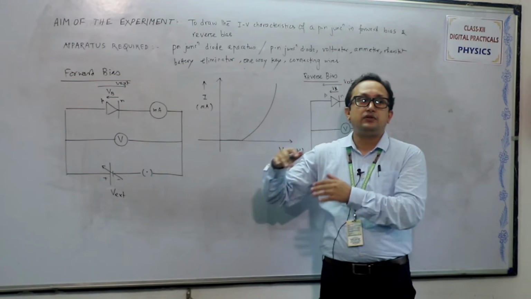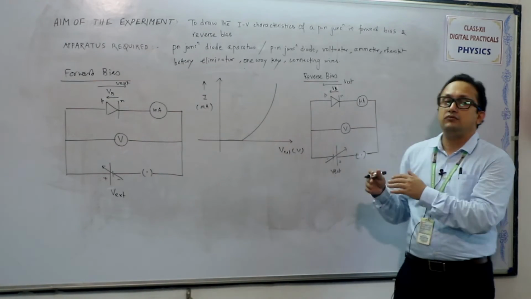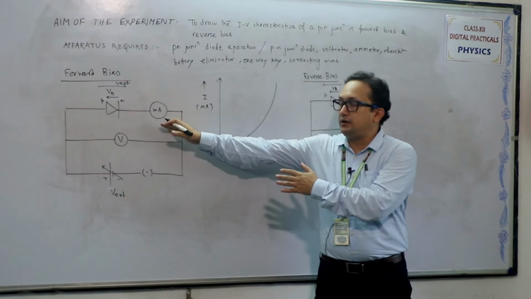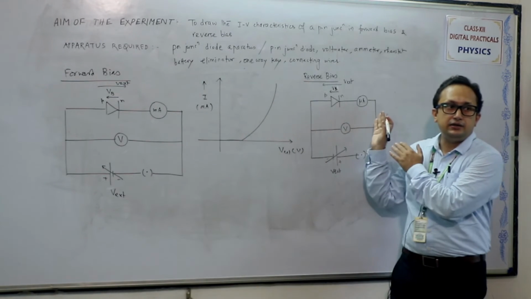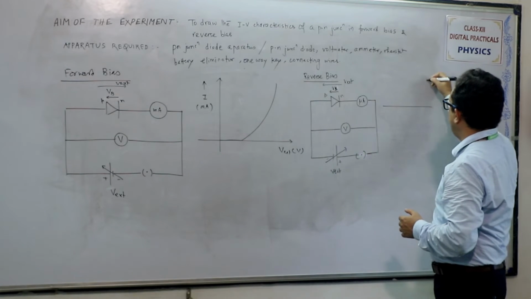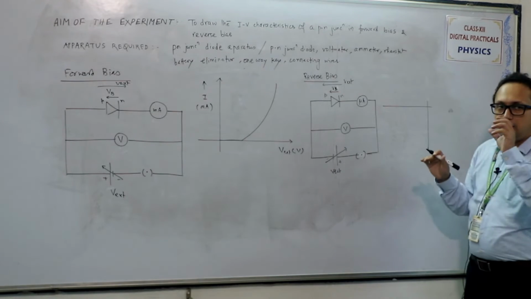Remember, forward bias involves movement of majority charge carriers. Reverse bias involves movement of minority charge carriers. That is why we have a milliammeter here and a microammeter there. And then if you plot the graph, that will be in the third quadrant. And of course the intervals will be different.